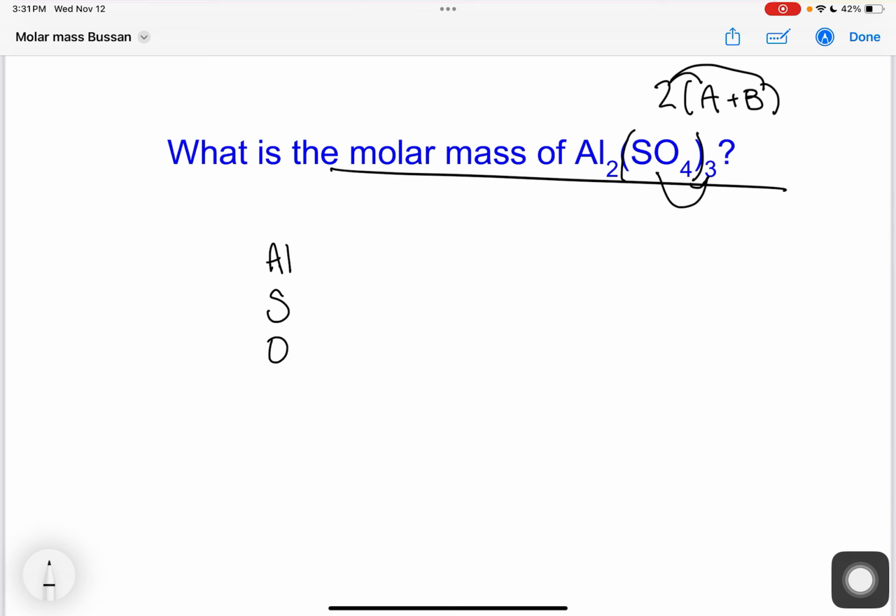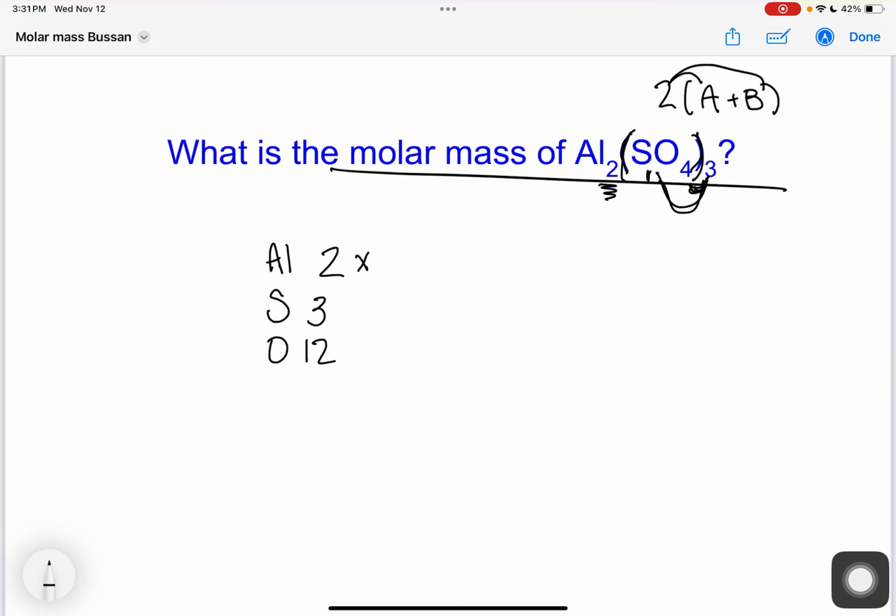So I notice there's the parentheses, I notice the aluminum's outside of the parentheses, and I see this 2 right here. I have 2 aluminum. Now I look over, sulfur, it's in this parentheses. So before I would have said, there's just 1 of them. But once again, I'm going to distribute this 3. So 1 times 3, I have 3 sulfur. I look at my oxygen. There's 4 right here, this 3 on the outside. 4 times 3, I have 12 oxygen.